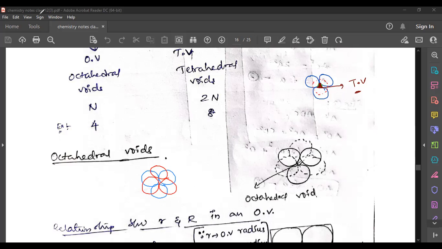If you take the octahedral void, a total of 6 atoms will be surrounded. 3 will be in the one layer and 3 will be in the above layer. So each octahedral void is surrounded by 6 atoms and each tetrahedral void will be surrounded by 4 atoms. Okay. So we'll see in the video how this tetrahedral void formation has happened and how this octahedral void formation has happened.